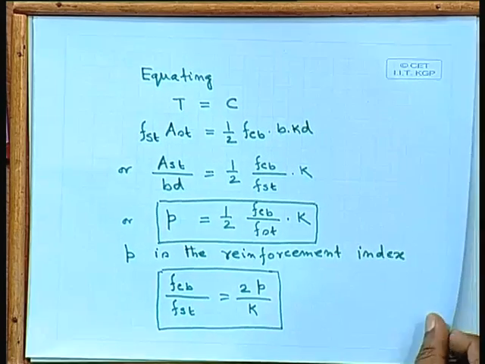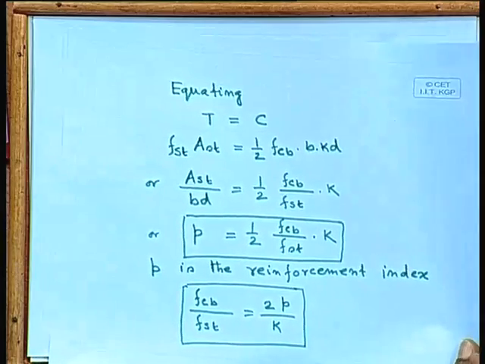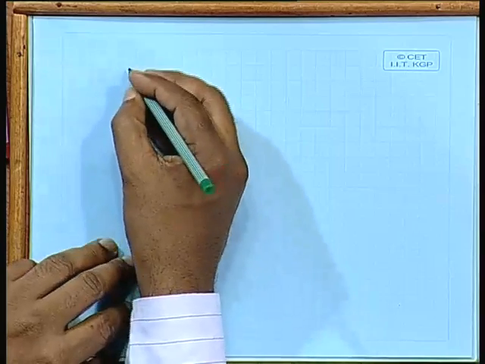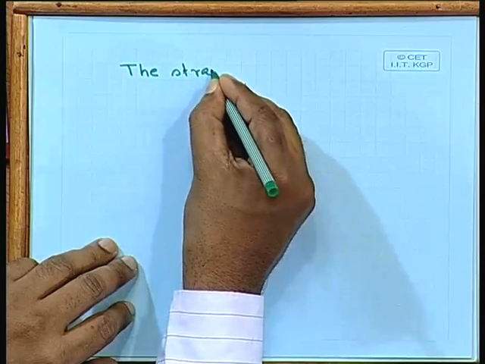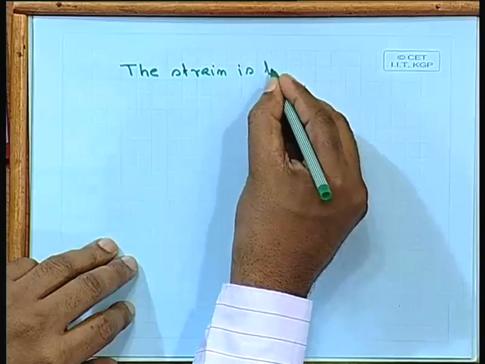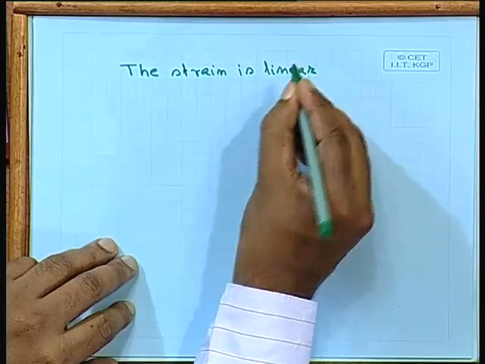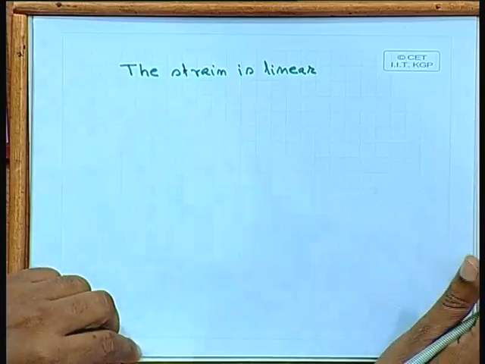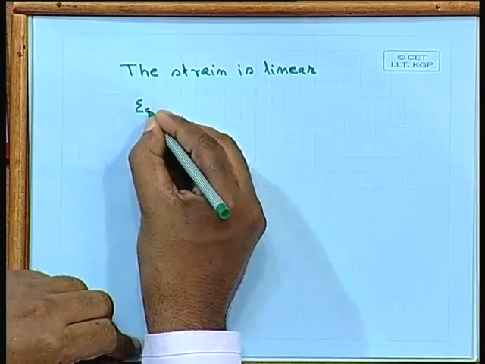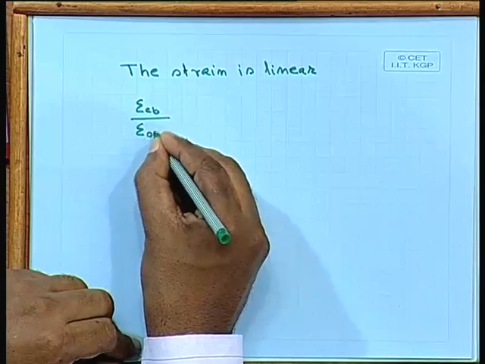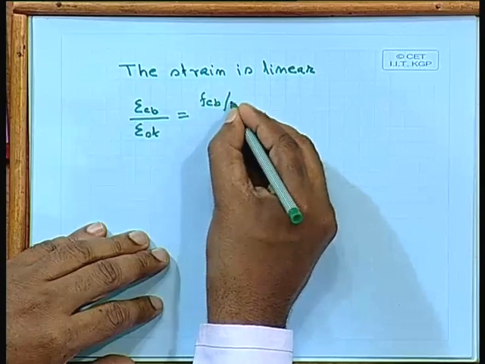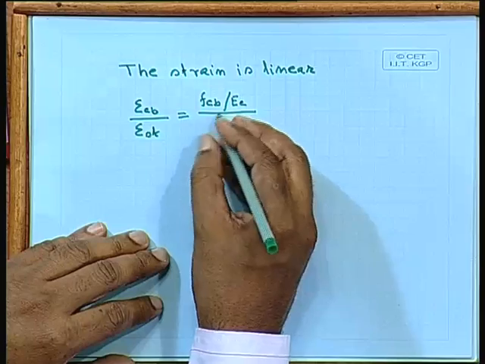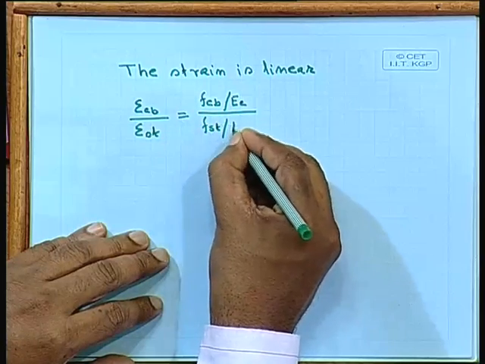Because we need those things. So, we can write down, here we have considered the strain is linear, plane section remains plane before and after bending, that assumption. Epsilon cb by epsilon st equal to, we can write down fcb by Ec divided by fst by Es.